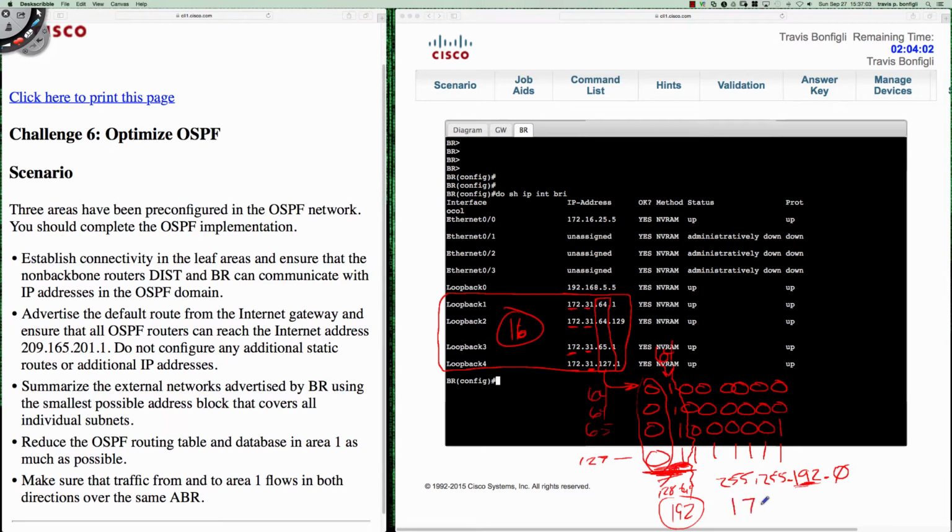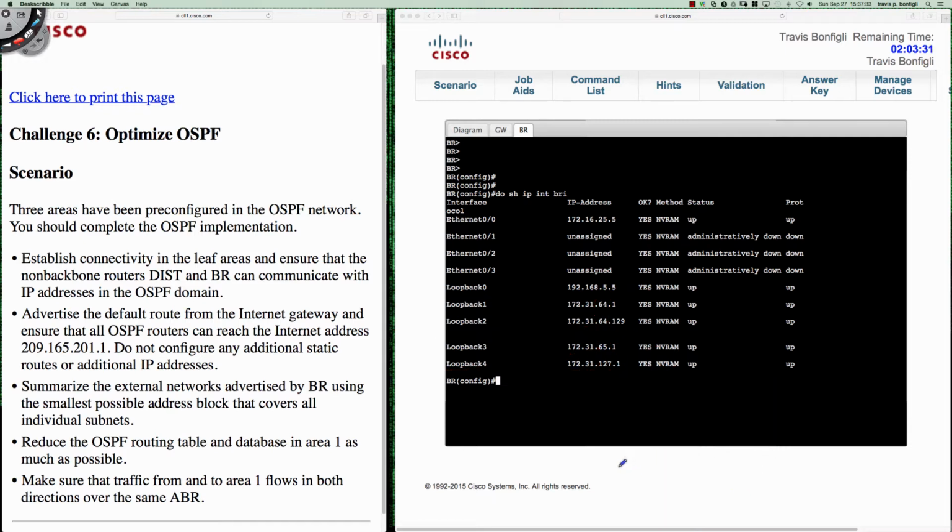So my IP would be 172.31.64.0 slash, and it's going to be 16.17.18, which would be the 255.255.192.0. And that's going to be the most restrictive summary that we can configure. So let's go ahead, clear the screen now, so I'll be able to remember that. I hope. All right, should be able to remember that.